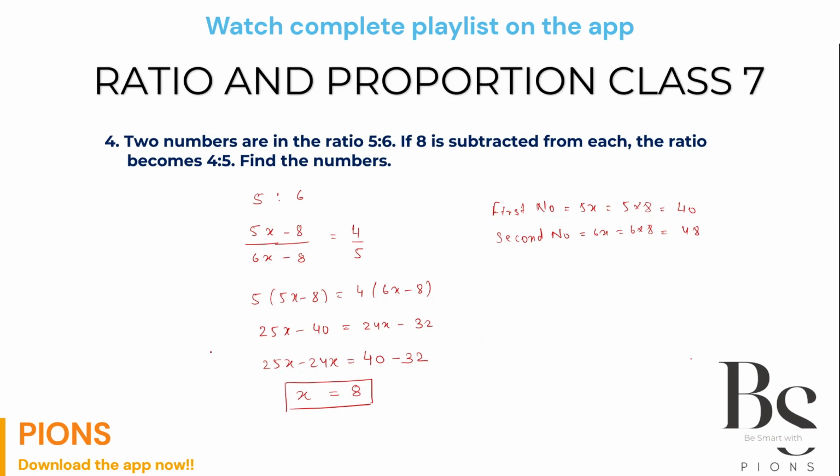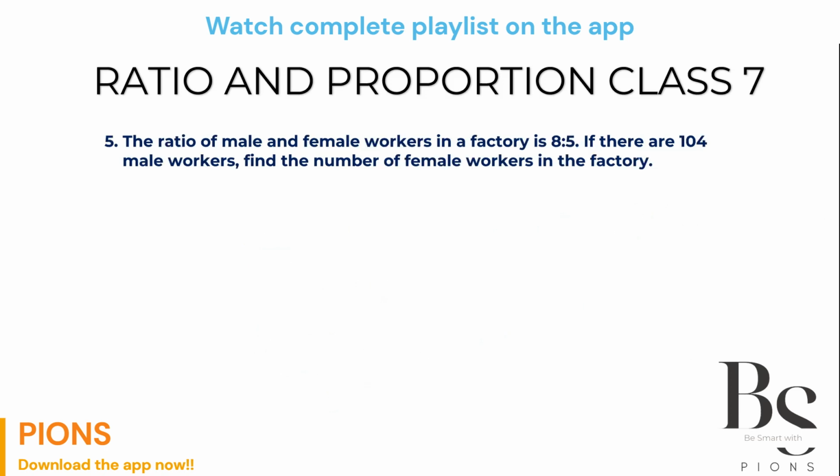Okay. Let's move to our next question. Question number 5. Let's read the question. The question says the ratio of male and female workers in a factory is 8:5. So let me just write here male workers in short form. Male workers is to female workers equals 8:5. This is given in the question. If there are 104 male workers, find the number of female workers.